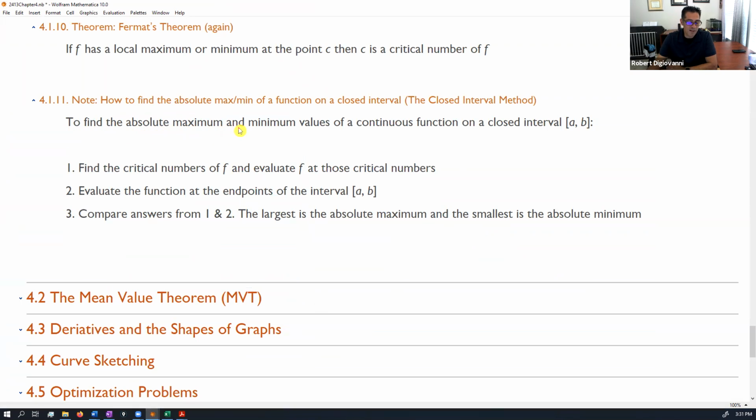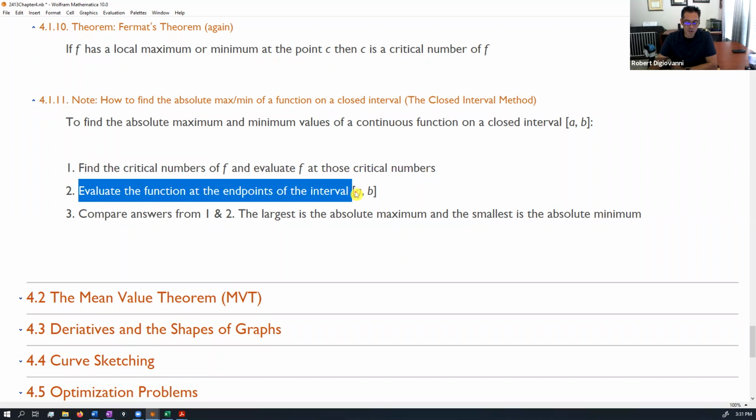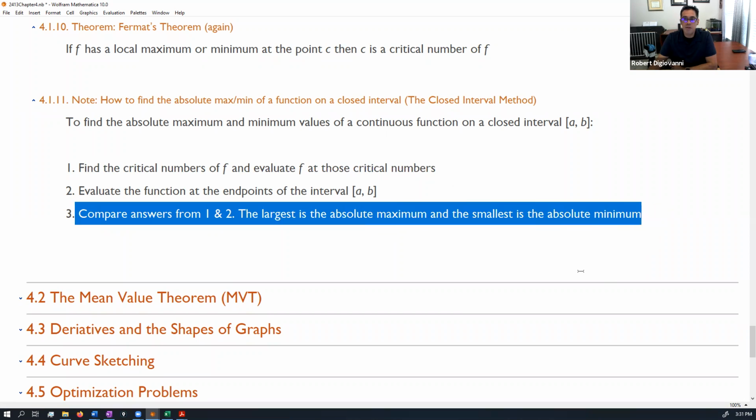To find the absolute maximum and minimum values of a continuous function on a closed interval [a, b], here's what we do. First, we find the critical numbers. What are critical numbers? Anywhere that the derivative is zero, anywhere that the derivative is undefined. We find those values, where they occur. Then we evaluate the function at those critical numbers. We also evaluate the function at the two endpoints. And then we compare all of our answers and just pick which one was the biggest and which was the smallest.